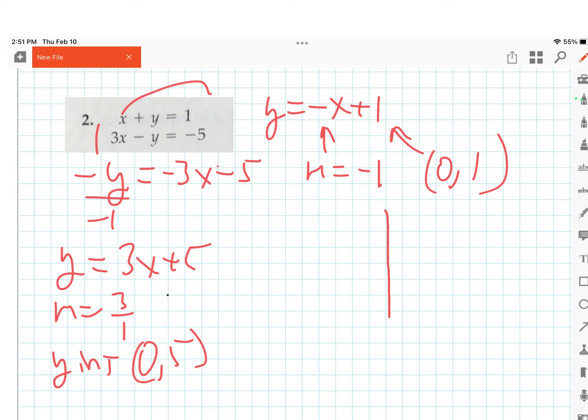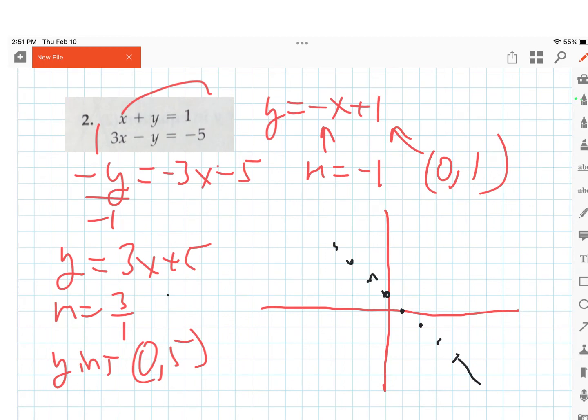Let's get a graph paper going here. I'm going to start at positive 1 here. Let me get a different color ink. I'm going to start at positive 1 and then go down 1, right 1, down 1, right 1, and so on. I'm going to go backwards too, up 1 left, up 1 left.